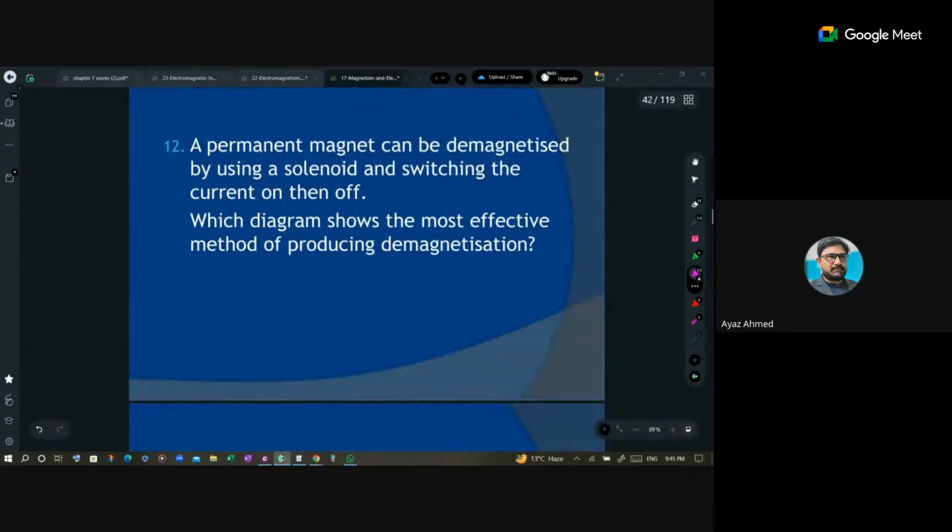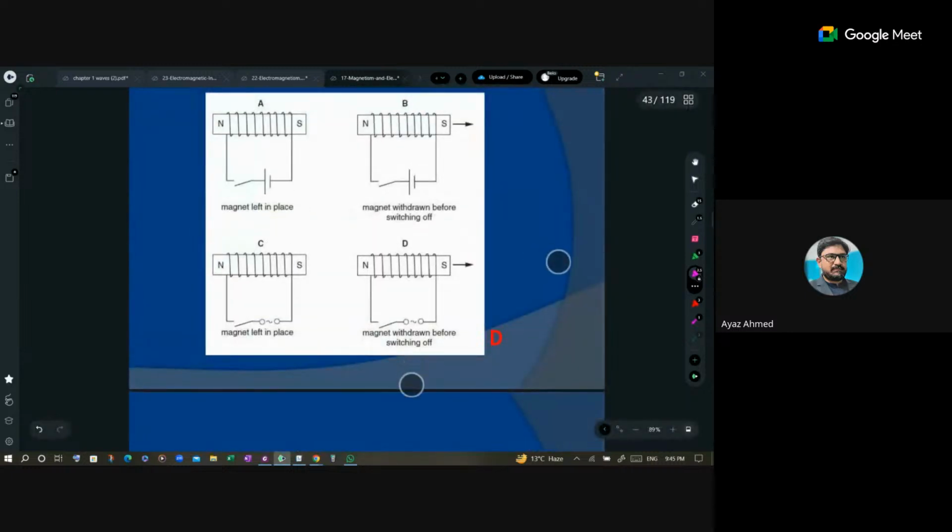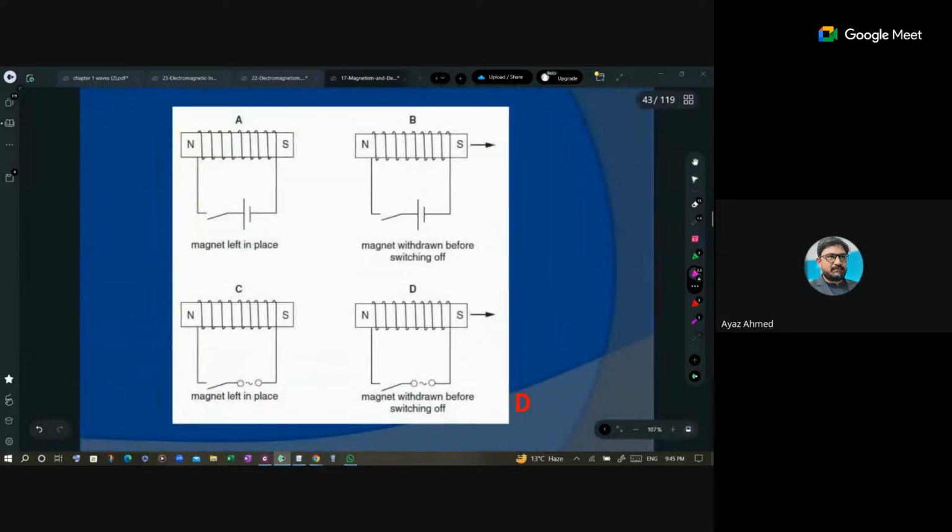A permanent magnet can be demagnetized by using a solenoid, switching the current on, then off. Which diagram shows the most effective method of producing demagnetization? So here are these four procedures, and it is a very important description as well.